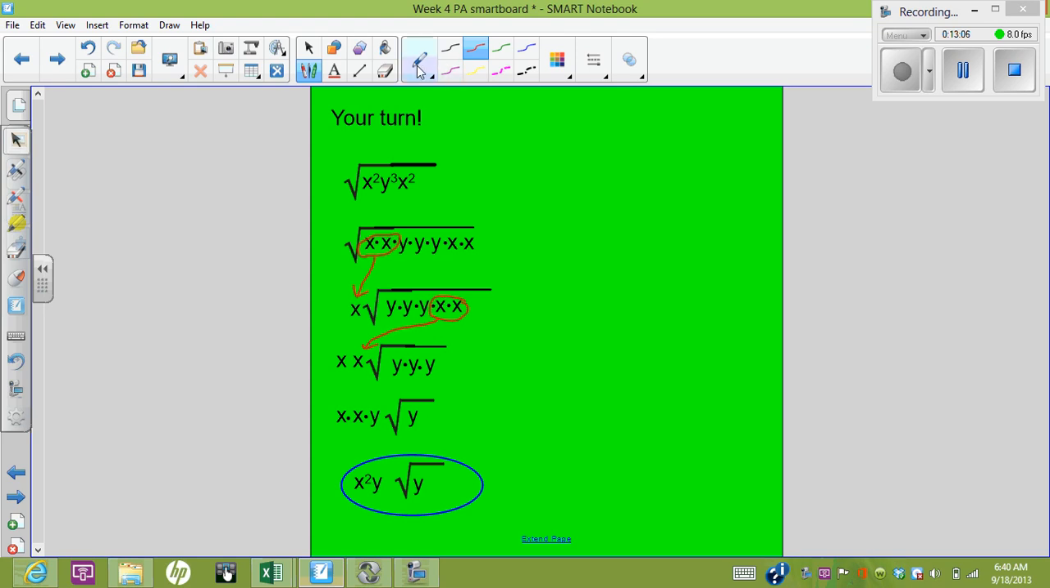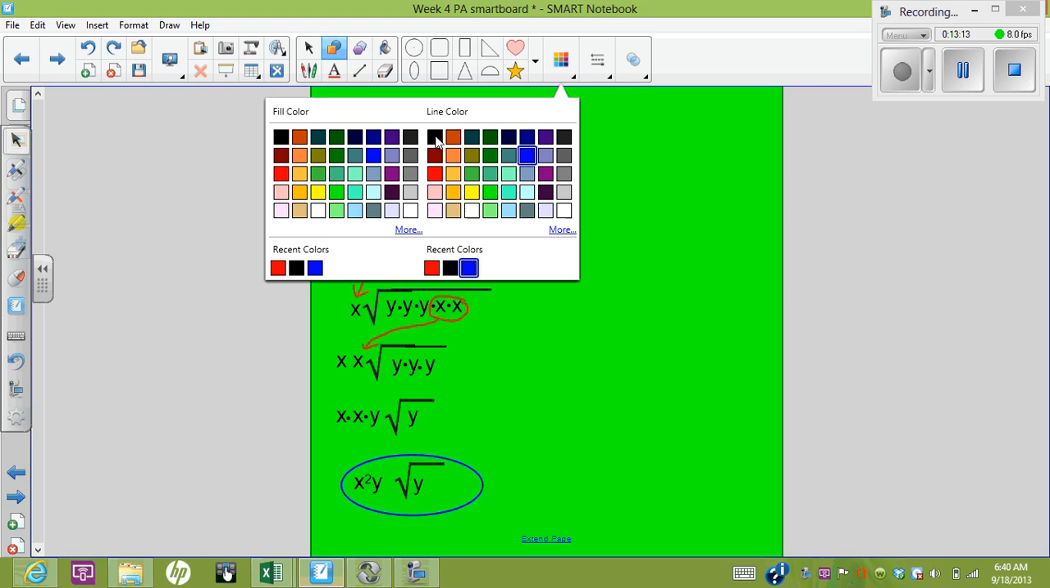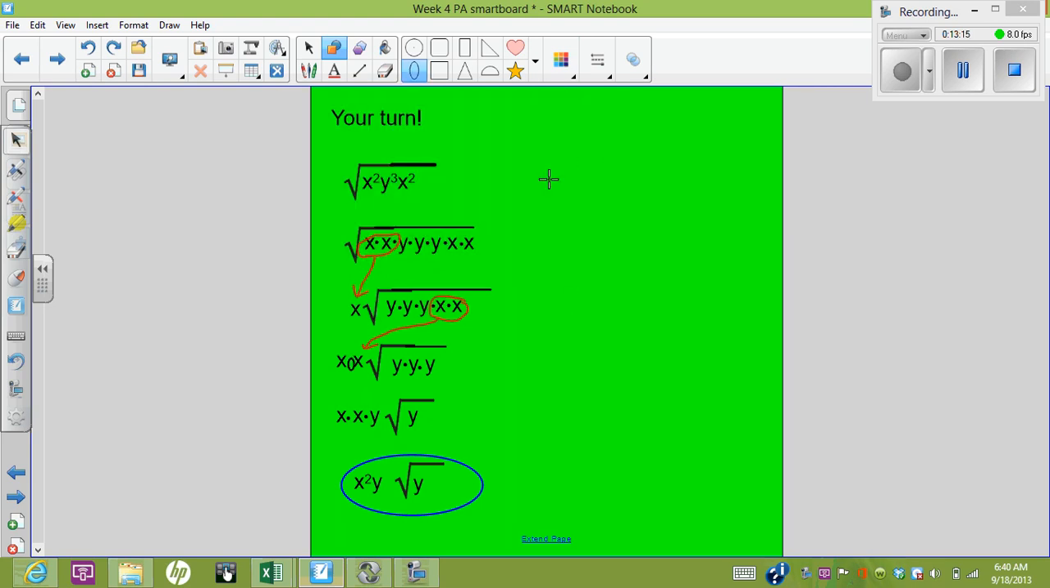Oh, you know what? Sorry, I need a multiplication sign there, don't I? Right there. Oh, that's not the color I wanted. Come on, Mrs. Ott, get your technology right. I'll get it one of these days.